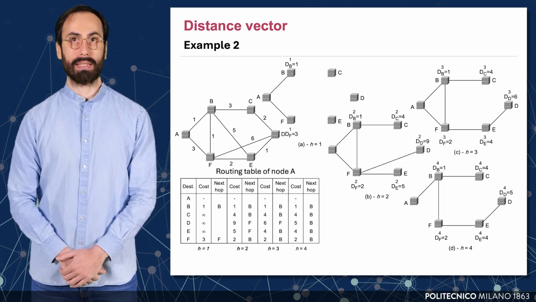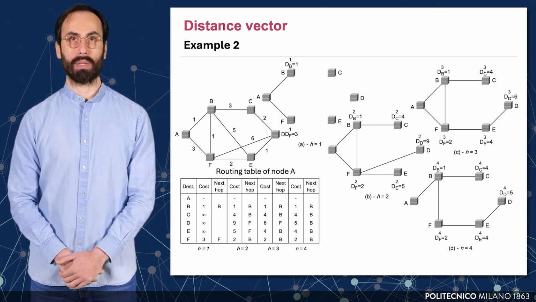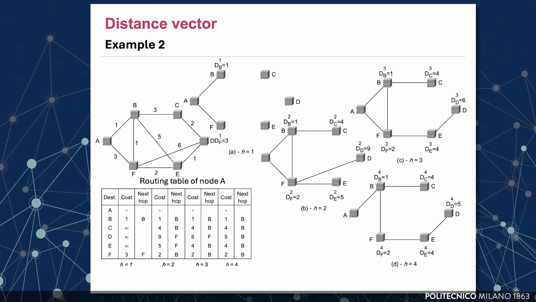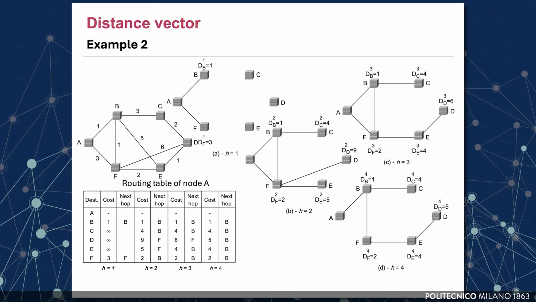Let's look at this second example of the distance vector algorithm, where we observe how node A gradually builds its routing table across multiple iterations. Initially, at step h equal to 1, A only knows about its direct neighbors, B, E, and F. It learns their distances and adds them to the routing table with the corresponding costs, 1 to B, 2 to F, and 4 to E.